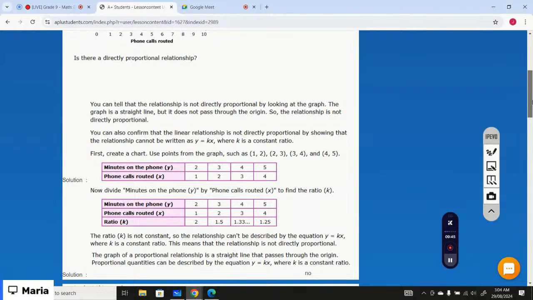So you have to check two things. The one thing is the graph is a straight line but not passing through the origin. The second thing is you cannot write it as y equals kx. You don't have a constant k in this one, right? Because the graph is not proportional. The graph of a proportional relationship is a straight line that passes through the origin. Proportional quantities can be described by the equation y equals kx, where k is the constant ratio. Got it?